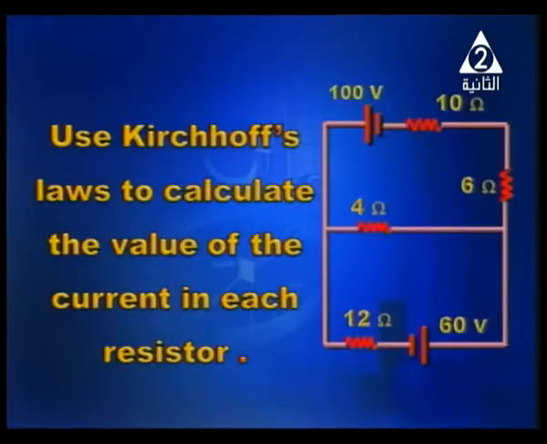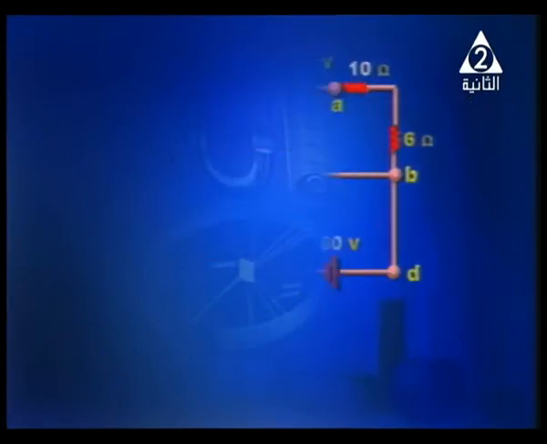We've got a 100 volt cell of negligible internal resistance, and we've got a 10 ohm resistor, a 6 ohm resistor, a 4 ohm resistor, and a 60 volt cell. We want you to use Kirchhoff's laws to calculate the value of the current in each resistor.